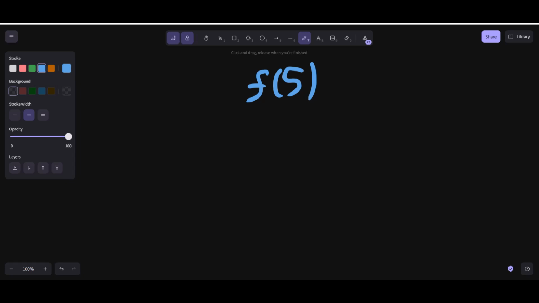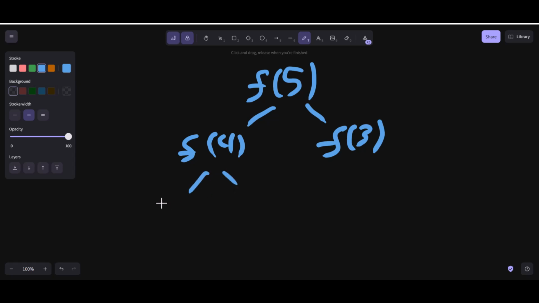I want to find the Fibonacci number at index 5. Well, we can break that down by looking at f of 4 and f of 3, right? But we don't know those. I have no idea what those are. We could break those down into f of 3 and f of 2, respectively. See where this is going?